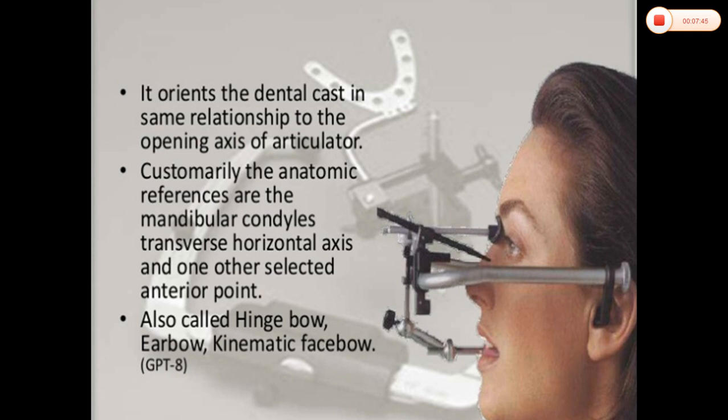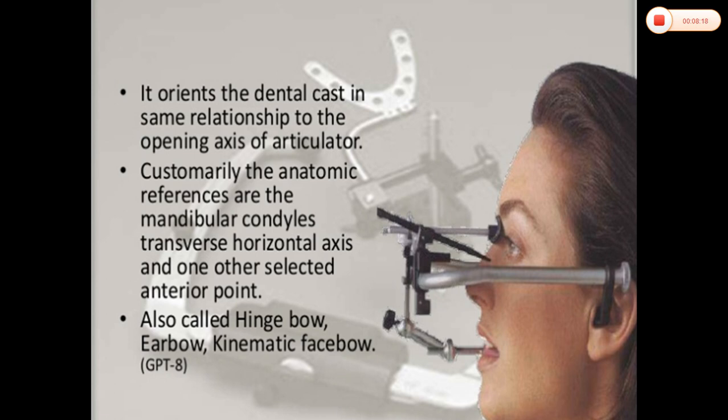So what are these anatomic references to which it first has to be referred on the patient's face? There are two posterior reference points and one anterior reference point. Joining these three references forms a plane. Those two posterior reference points are nothing but the mandibular condyles, one on each side, and one point in the anterior region, which is known as the anterior reference point.